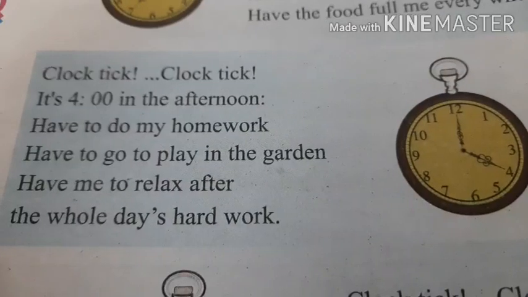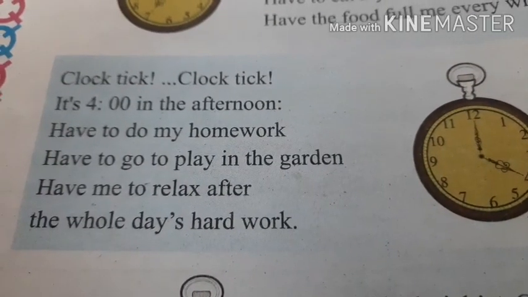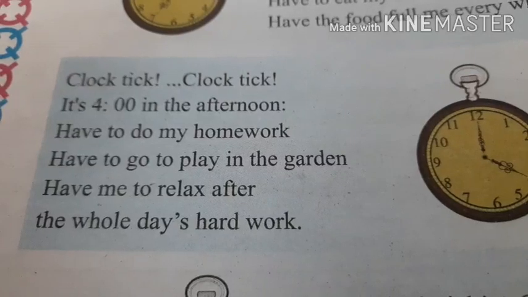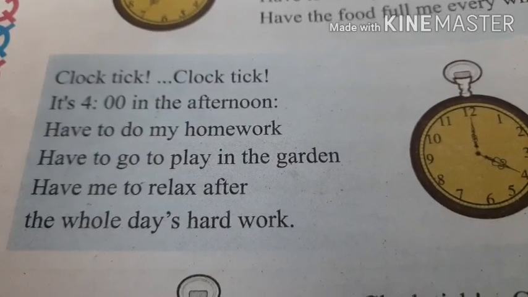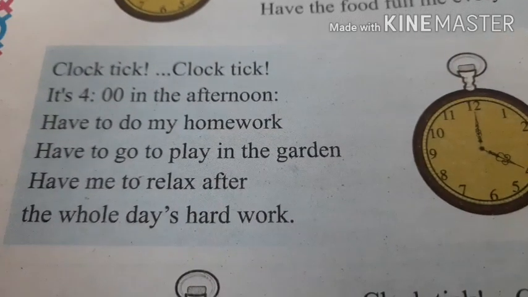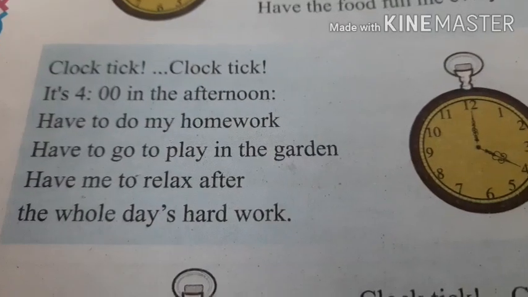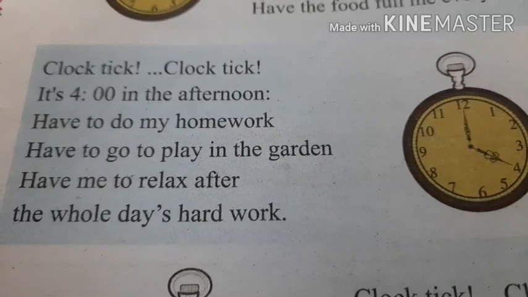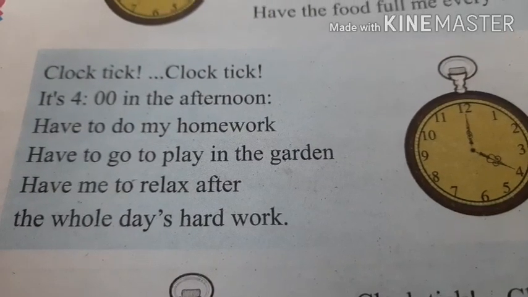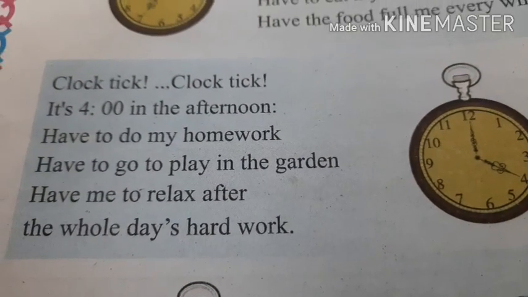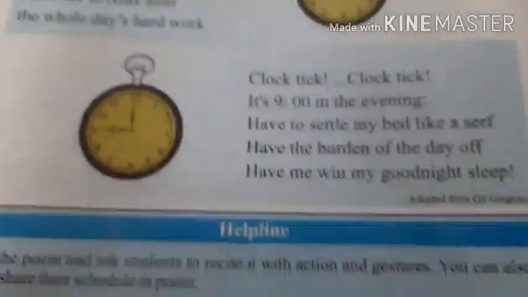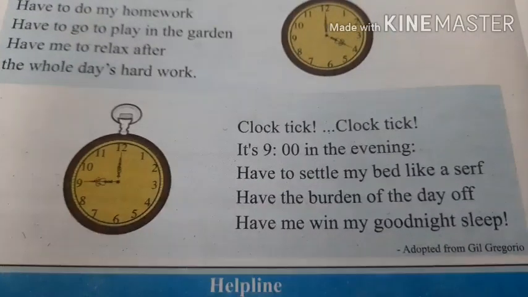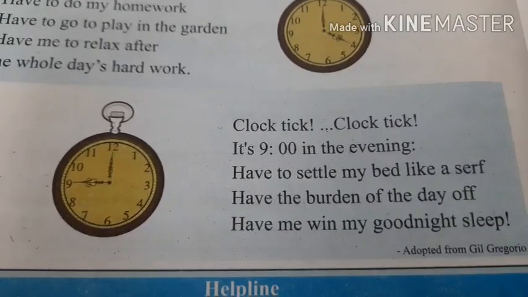Then the next is clock tick, it's 4 in the afternoon. Have to do my homework. Have to go to play in the garden. Have me to relax after the whole day's hard work. So at 4 the child goes to play in the garden, also completes the homework and has some time to relax. Then clock tick, it's 9 in the evening.